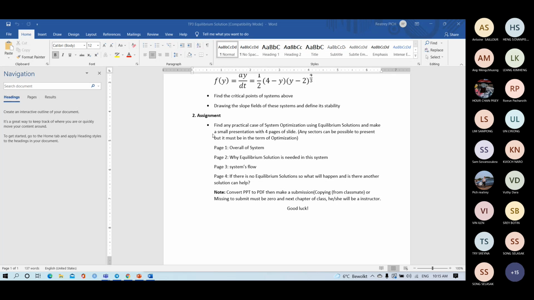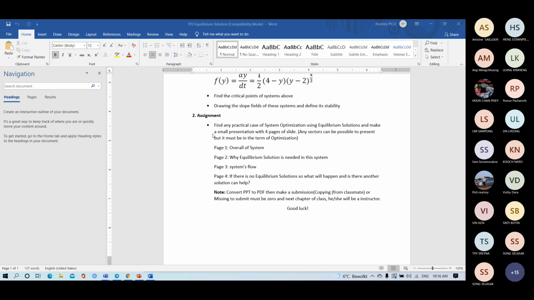So find any practical case of a system that is a kind of system optimized using equilibrium solutions. Any kind of optimization system. For example, I use equilibrium solutions for image optimization, or I use equilibrium solutions for traffic optimization. Just as an example, I use equilibrium solutions for routing path optimization.